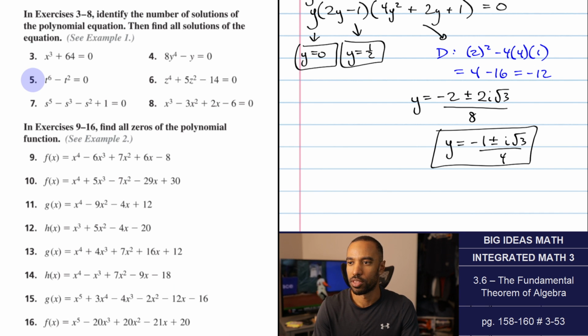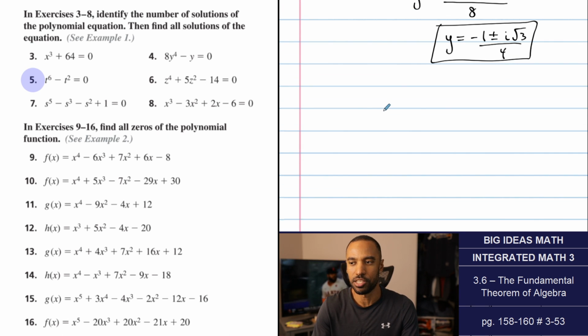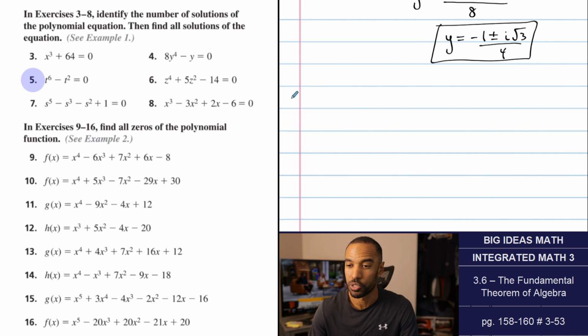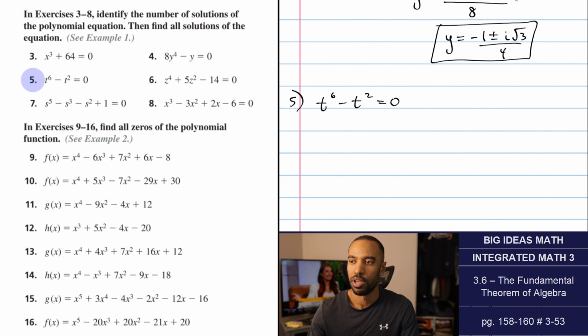Now, number 5 is more of the same like number 4. Don't add t squared to both sides and then divide both sides by t squared to get rid of 2 of your solutions. Instead, what we're going to do, of course, is factor out that t squared. We have t to the 6th minus t squared equals 0. First, anticipate how many solutions we're going to have. 6 of them in total. Thank you, Fundamental Theorem of Algebra, for saying what to expect.